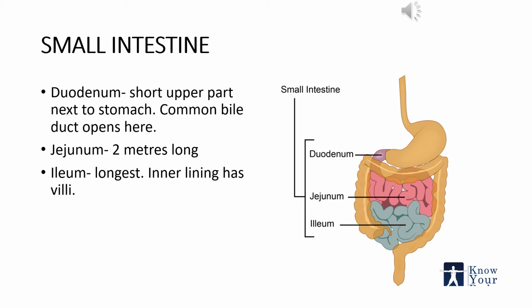And after the duodenum has traveled a little distance, the tubes or the pipes of the small intestine get coiled. The upper portion of the coiled part is called jejunum and the lower part is called the ileum. And it is the longest part of the small intestine out of the three parts. And in the ileum, the inner lining has some finger-like projections which are called villi. And these villi have a big role in absorption of the food.